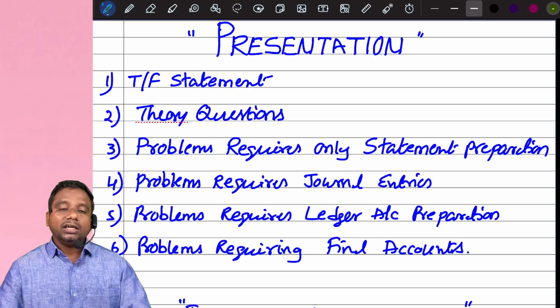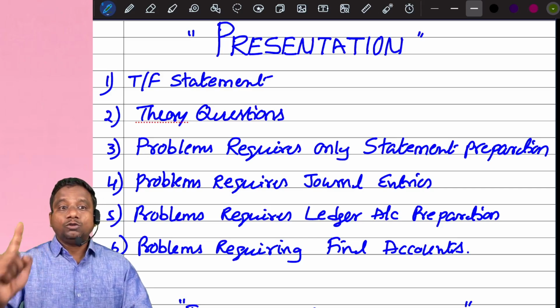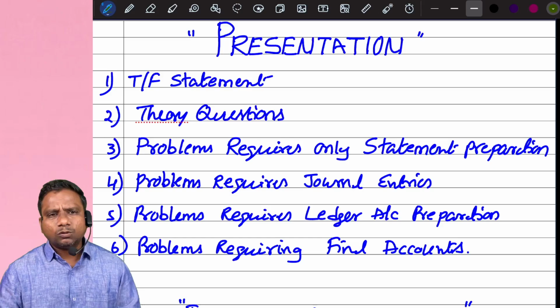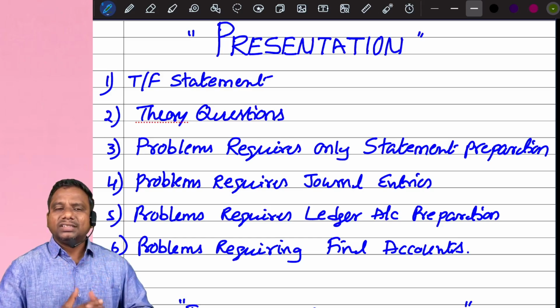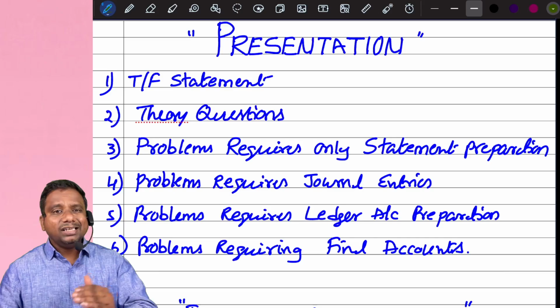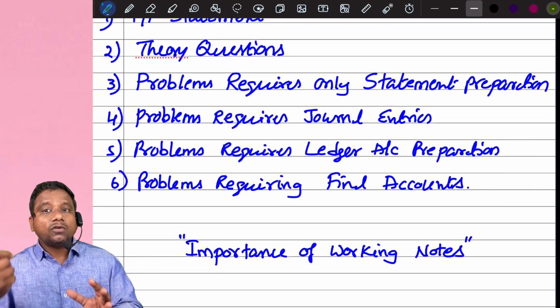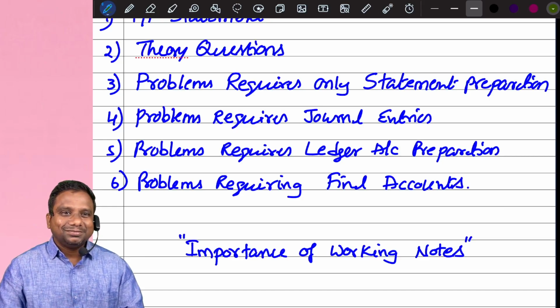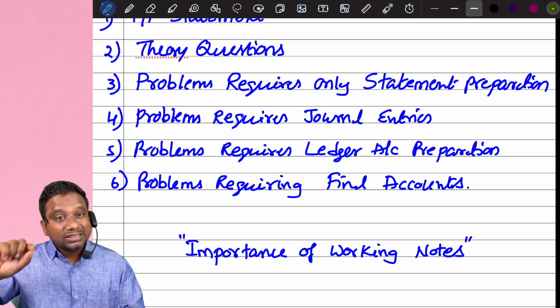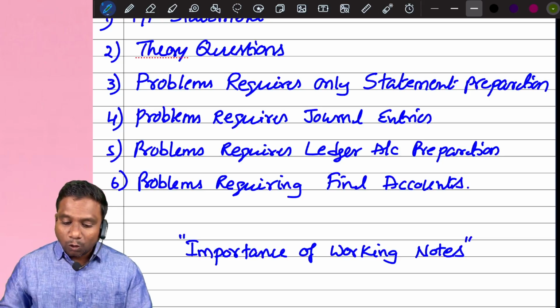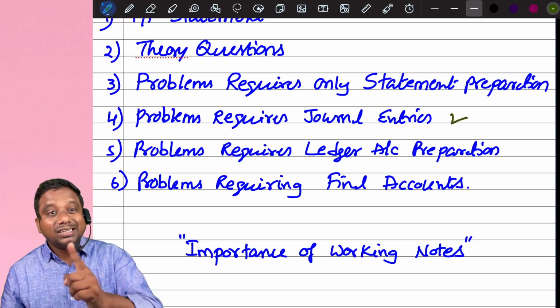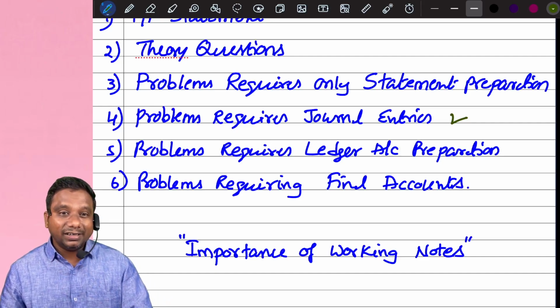And don't forget, here you get different types of questions. Sir, what are the different types of questions? First, you get true or false statement questions. After that, theory questions. After that, the problems which require the preparation of statements. And some problems require preparation of journal entries, recording of journal entries.